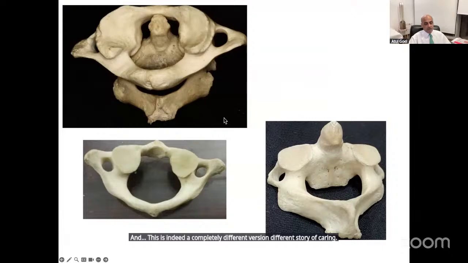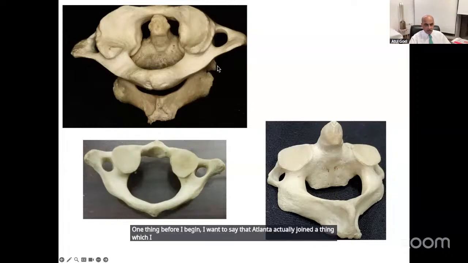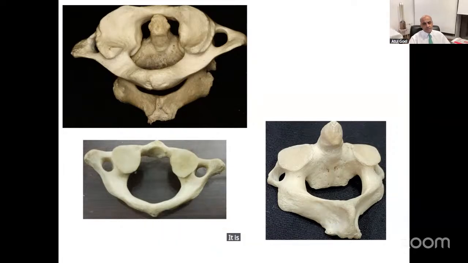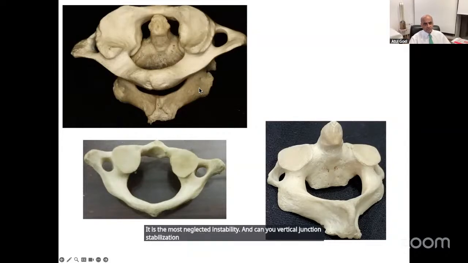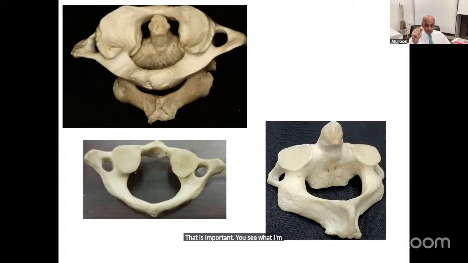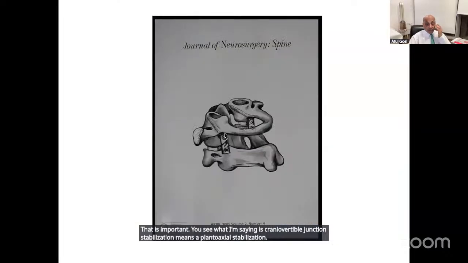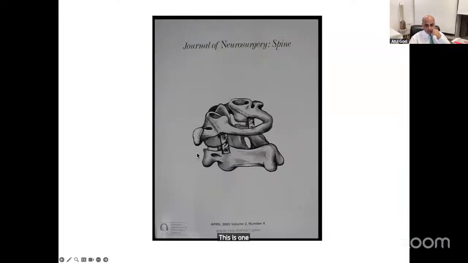One thing before I begin, I want to say that atlantoaxial joint, a thing which I have repeated n number of times, is the most mobile joint. Atlantoaxial instability is the most common instability of the spine. It is the most neglected instability. And craniovertebral junction stabilization means atlantoaxial stabilization. That is important. This is one screw in C1, one screw in C2, open the joint, put bone graft in the joint.